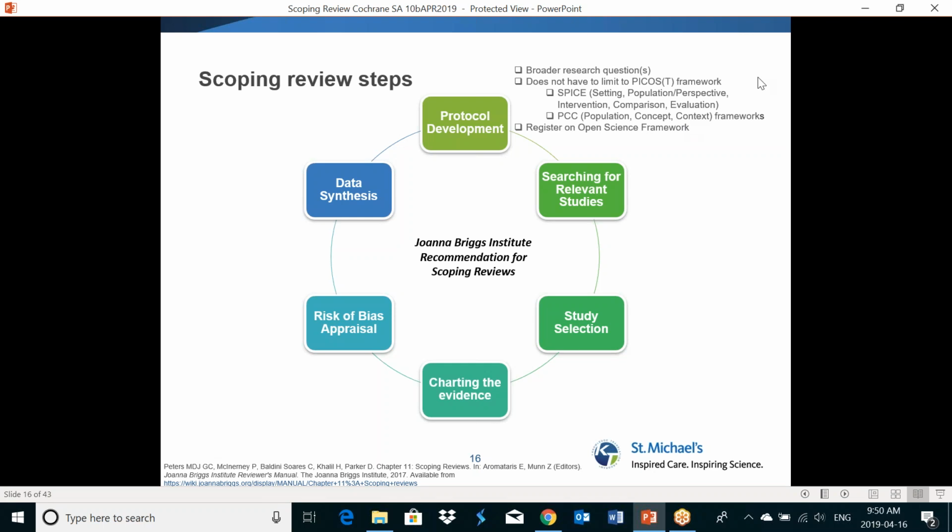There are more examples if people are interested in the PCC. If you go online, you can get the Joanna Briggs Institute Reviewer's Manual for Scoping Reviews, freely available. They go through really nicely a lot of examples of different research questions and how they can be broken down.